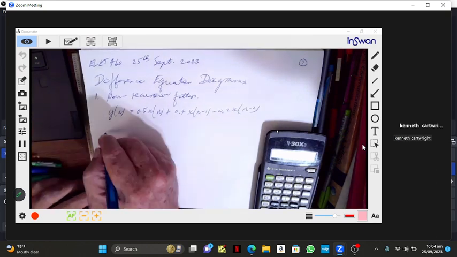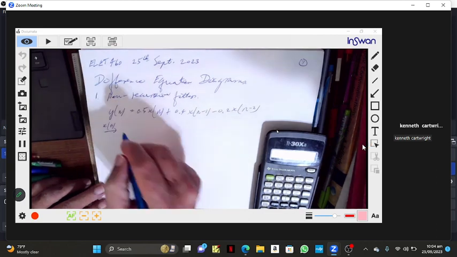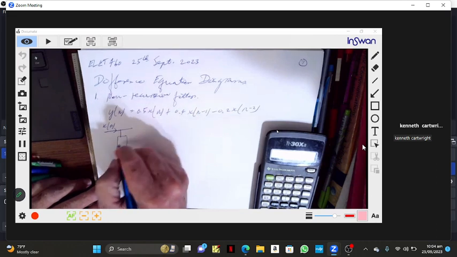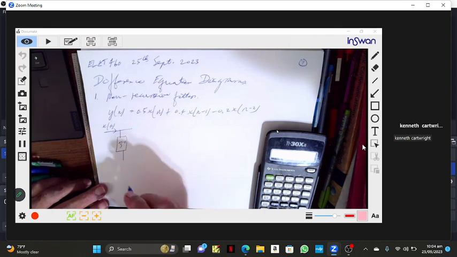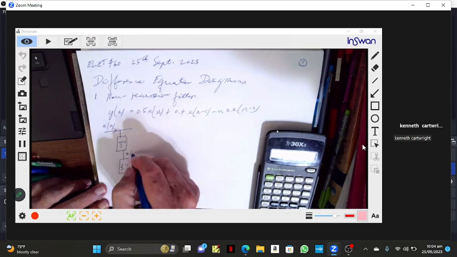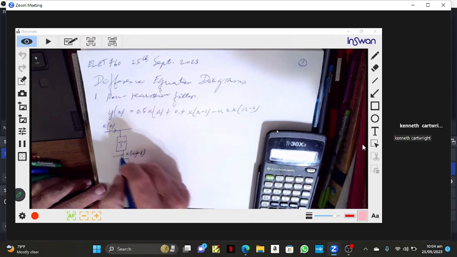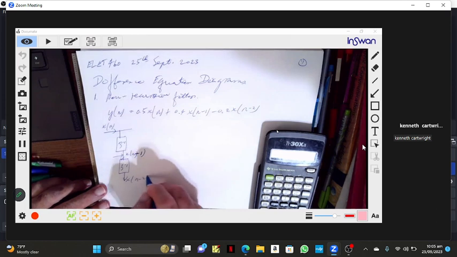So here's X coming in. Delay 1, I'm going to call that Z to the negative 1, for reasons that will become clear when we talk about Z transforms. And here's delay number 2. So right here we have X of n minus 1, right here X of n minus 1, and right here is X of n minus 2.